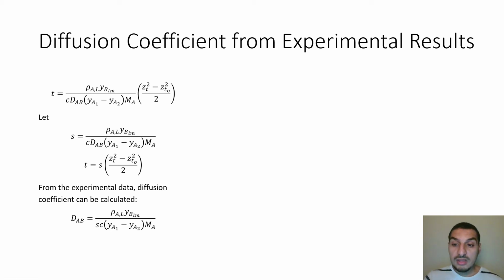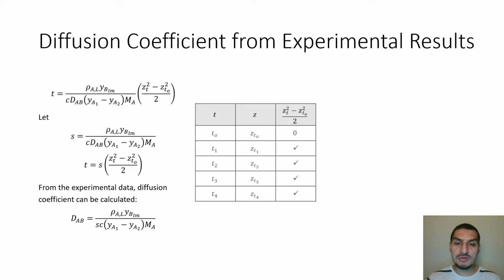To get the term S, I just need two heights and the difference in time between these two heights. So when we do the experiment, this is the output that we get: a table with times.